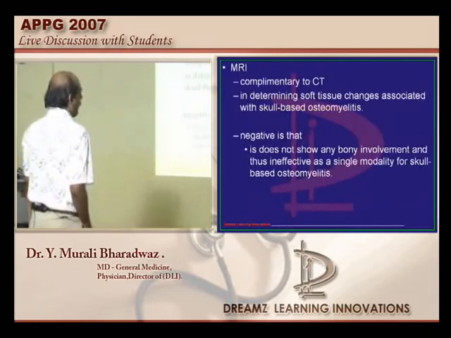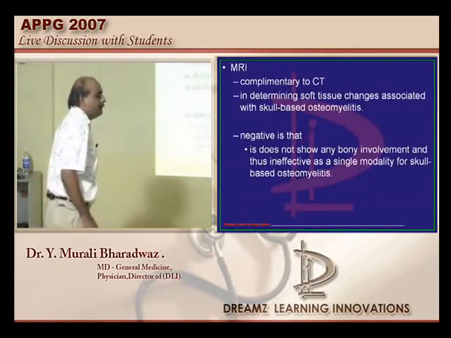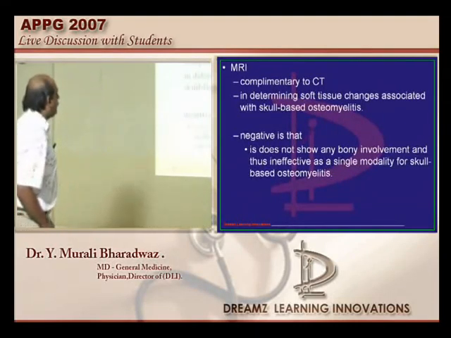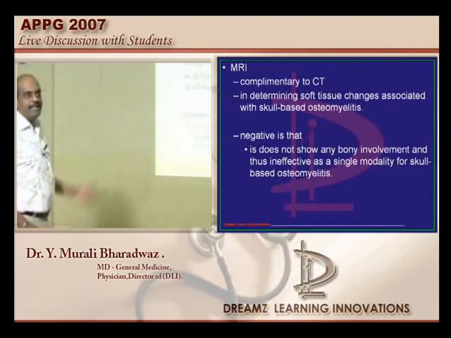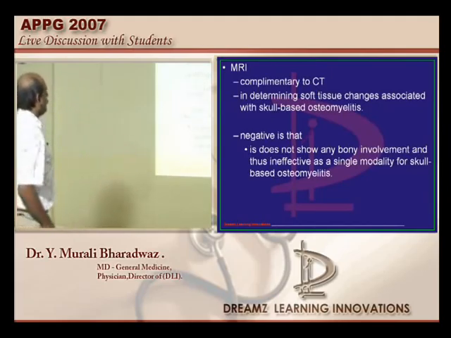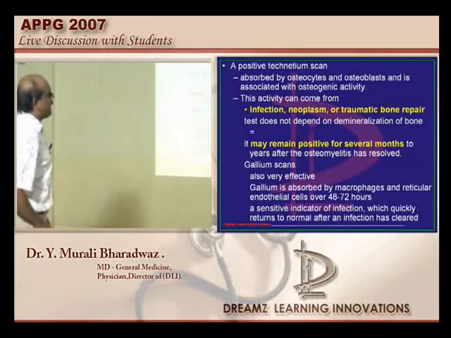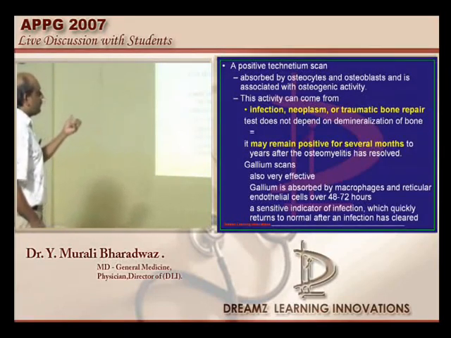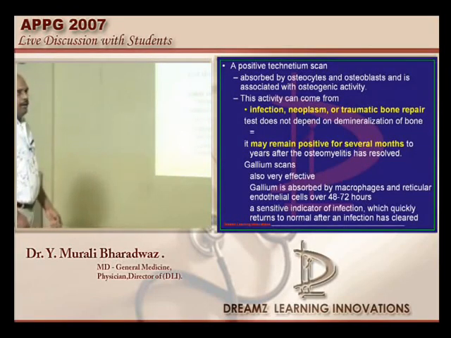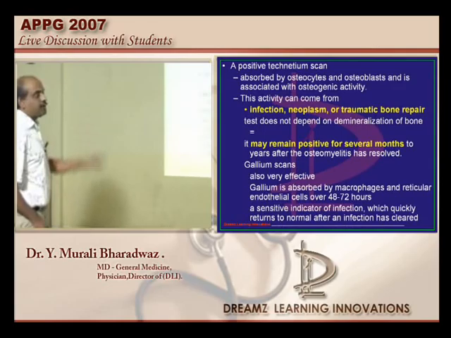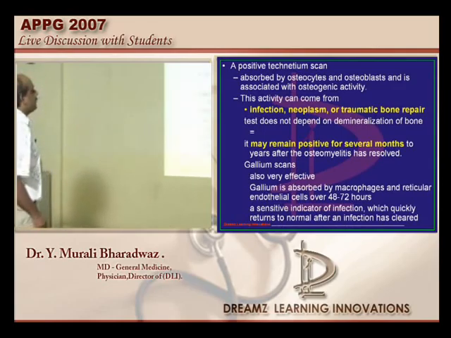Then comes the MRI. It is only complementary to the CT, to know the soft tissue involvement. It has nothing to do with the bony window, hence it is also not very useful. Then a positive technetium scan. It is absorbed by osteocytes and osteoblasts. Infection, neoplasm, traumatic bone repair, any of them can typically cause a positive technetium scan. Generally it does not depend on the demineralization of the bone.